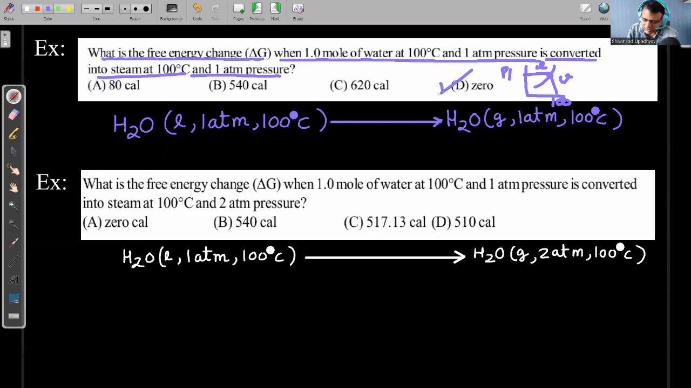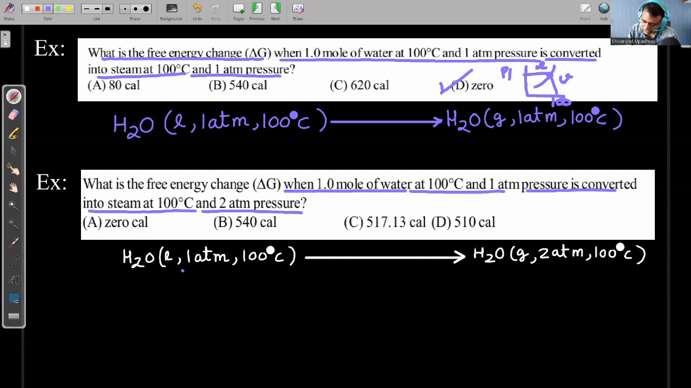Let us discuss the second example. It is of a similar type but a little bit different. What is the free energy change when 1 mole of water at 100 degrees Celsius and 1 atm pressure is converted into steam at 100 degrees Celsius and 2 atm pressure? So here the initial state, water is in liquid state, pressure is 1 atm, 100 degrees Celsius, and finally water is gaseous, but pressure is not 1 atm, it is 2 atm and 100 degrees Celsius. We have to calculate Gibbs free energy.